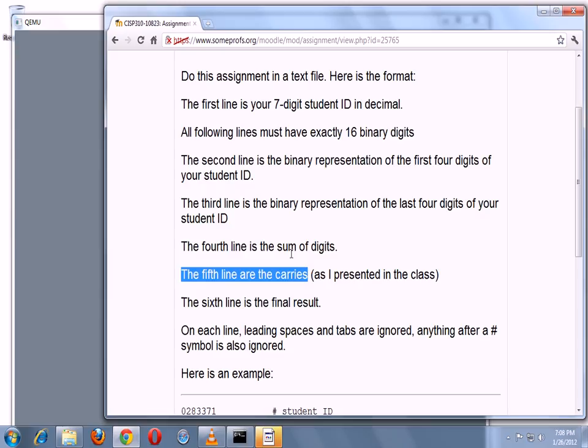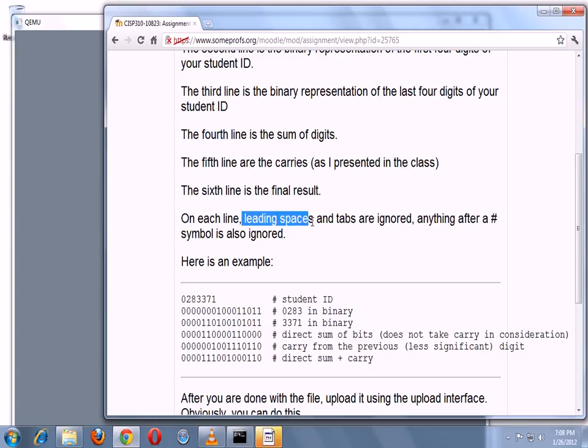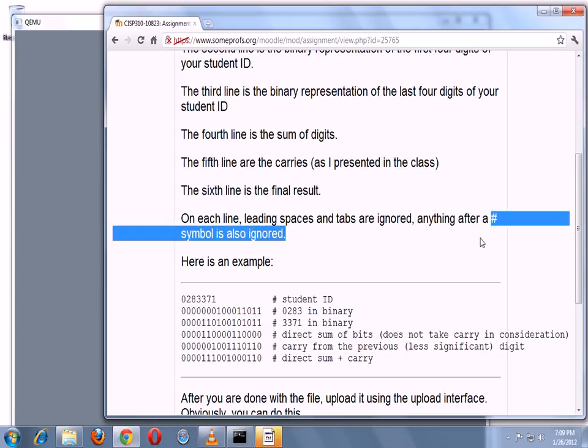Just exactly like the way we worked on these things on Tuesday. Do you guys still remember Tuesday? We worked on the binary addition. Basically, it's the same format, except in this case you don't have all the add and all the other stuff. It's just all the digits. And the sixth line is the final result. Okay, that's the final sum. And each and every line should have 16 bits. On each line, you can have as many leading spaces and tabs as you want, because they will be ignored. And if you want to have comments, you can put a pound sign, and everything from the pound sign up to the rest of the line will be ignored as well. Pound is kind of like slash slash in C++.